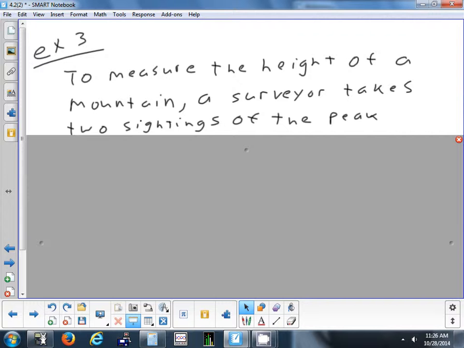All right, so let's look at two word problems. The first one is about a surveyor. What they're going to do is try to measure the height of a mountain. And to do it, they're going to take two separate sightings.